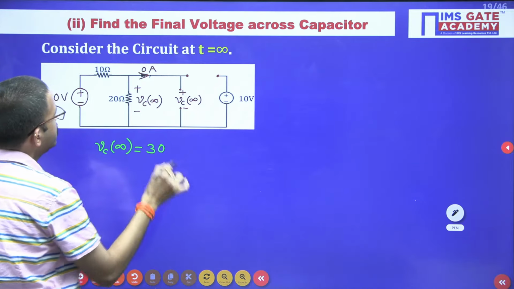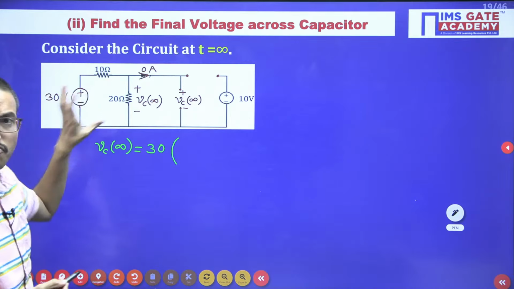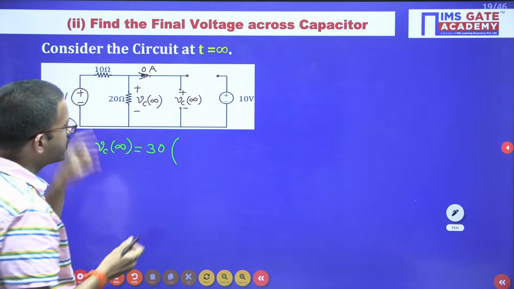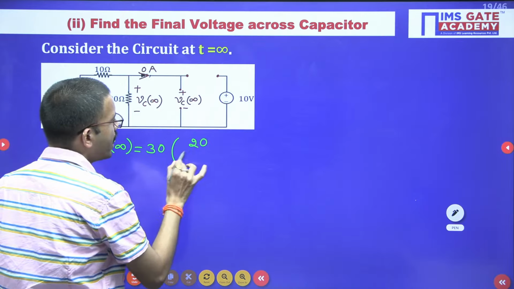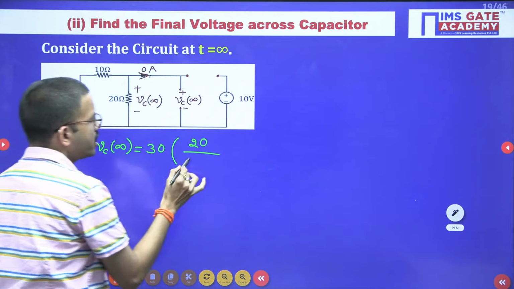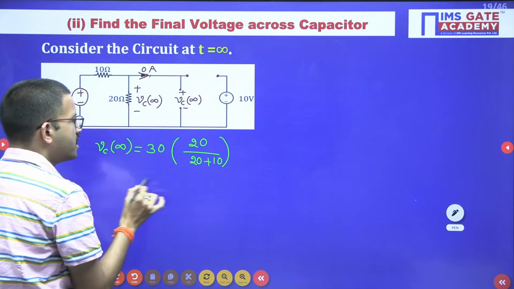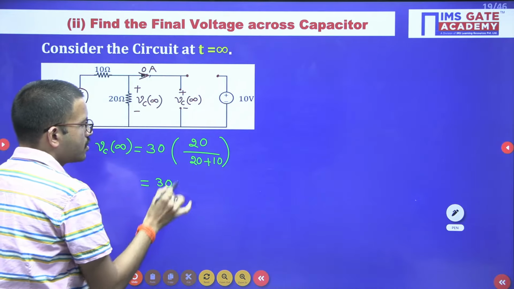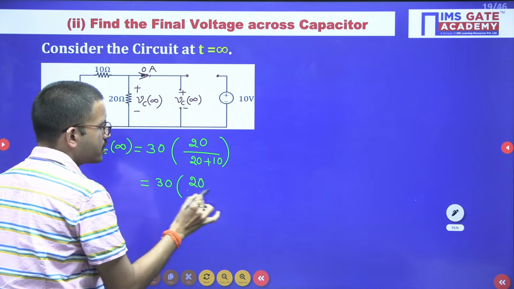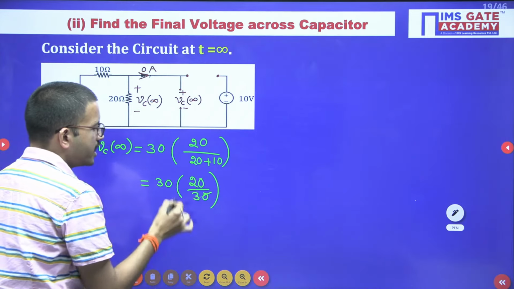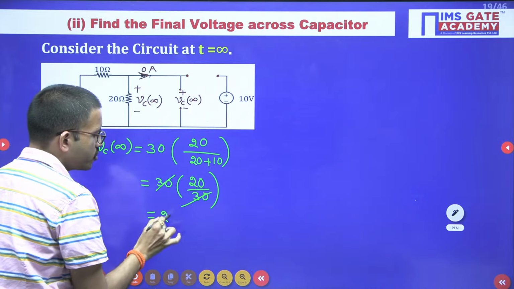Which is nothing but the supply voltage 30 into this branch resistance. Wherever you are supposed to find the voltage, that resistance will come in the numerator, and the denominator is the sum of resistances, 20 plus 10. So 20 plus 10 is 30. So 30 into 20 by 30. Here 30 will get cancelled, so you are getting 20 volts.